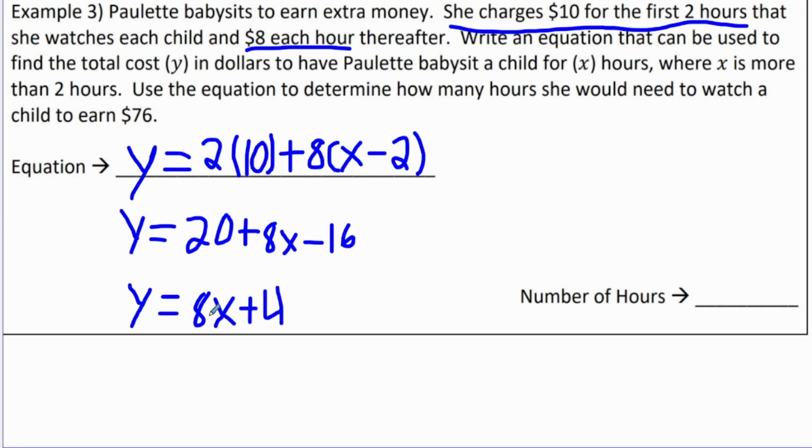So this is how we would simplify that equation to represent every hour past 2 hours. So use the equation to determine how many hours she would need to work to earn $76. Well, we said that Y is the total number of dollars earned, so we just substitute 76 in for Y.